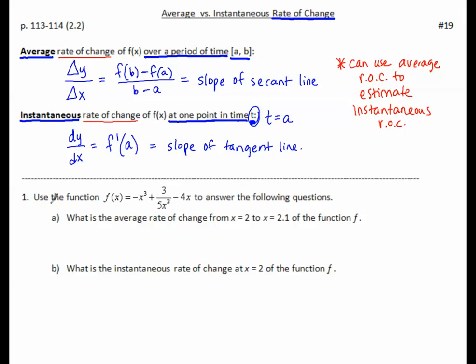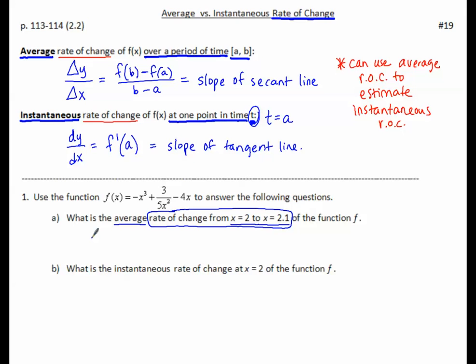Let's look at number one. Use the function f of x equals negative x cubed plus 3 over 5 x squared minus 4x to answer the following questions. What is the average rate of change from x equals 2 to x equals 2.1 of the function f? Now, they didn't actually have to say the average rate of change. If they just said, what is the rate of change over this interval, we will understand that that's an average rate of change because it's over a given interval. That's a big deal there.